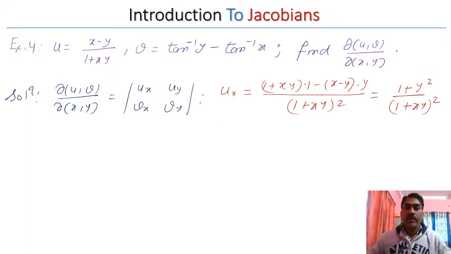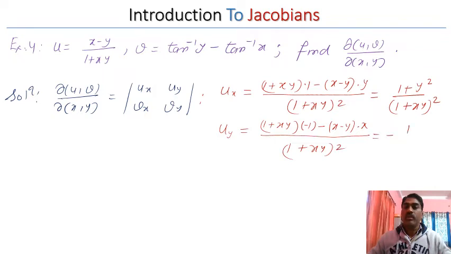Similarly, the partial derivative of u with respect to y is ((1 + xy) - (1 - x - y)·x) divided by (1 + xy) whole square, and this comes out to be minus (1 + x²) divided by (1 + xy) whole square. Now put these partial derivatives to calculate the Jacobian.